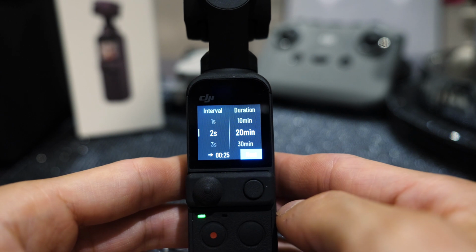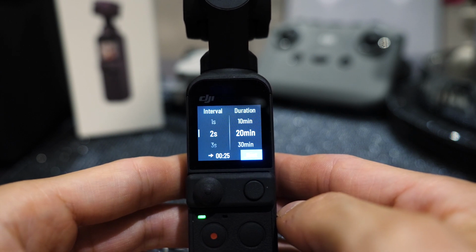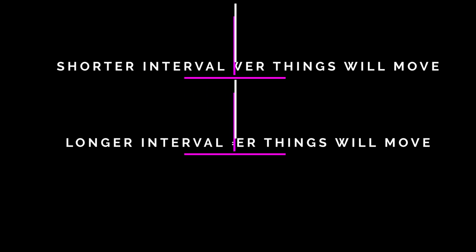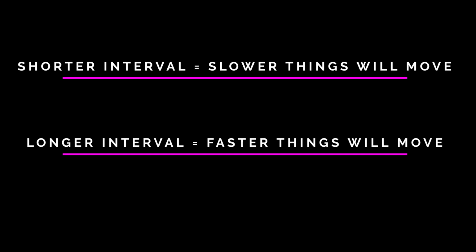You'll then be taken to interval and duration. Choosing the right interval will play a massive factor in how your overall time-lapse will look. The shorter the interval, the slower things will move. The longer the interval, the faster things will move. Obviously it depends what you're filming and what look you're going for, but I usually set moving traffic or moving people at 2 seconds, clouds in the sky at 4 seconds, and a sun rising or setting at 20 seconds.